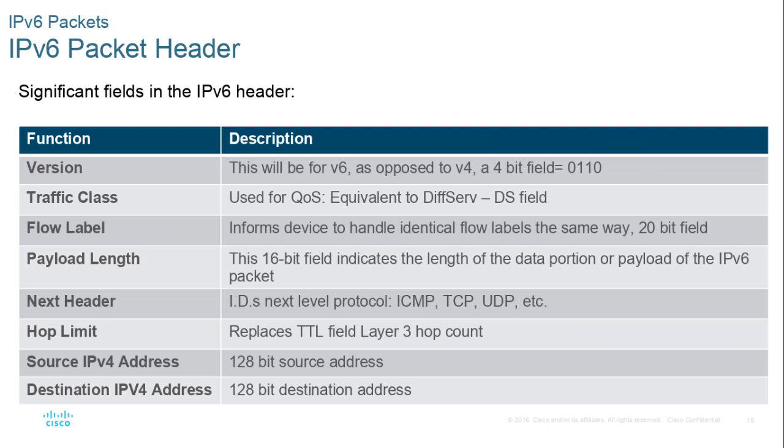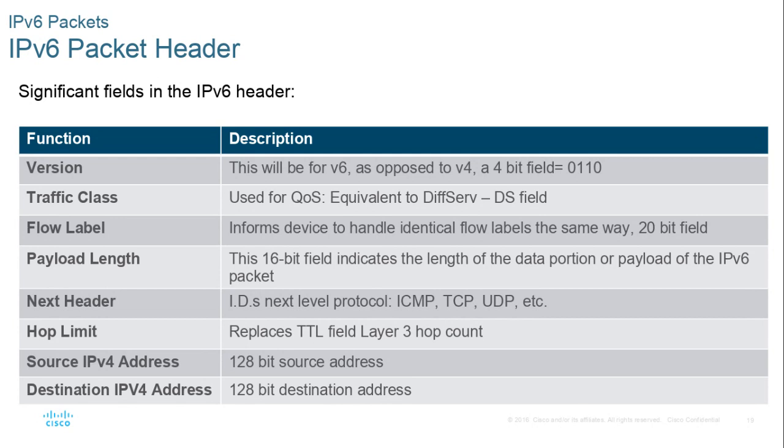So there's a version 6. There's a quality of service. There's a flow label for devices to choose the best path. There's a payload length that tells us how big is the data portion of this. And then the next header is, what is this upper layer protocol that's being encapsulated, just like in IP version 4: TCP, UDP, ping. There's a hop limit, which replaces the time to live, exact same function as in IP version 4, and then our source and destination addresses.